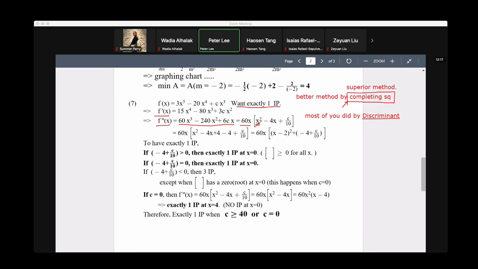So that the coefficient in front of the x squared is 1. And then once we have that, we will know what zeros we want to have here.